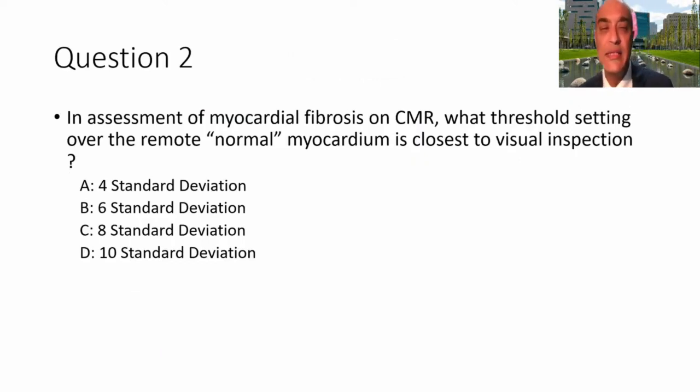Question 2, in assessment of myocardial fibrosis on CMR, what threshold over remote normal myocardium is closest to visual inspection? 4, 6, 8, or 10 standard deviations. This should also be easy.